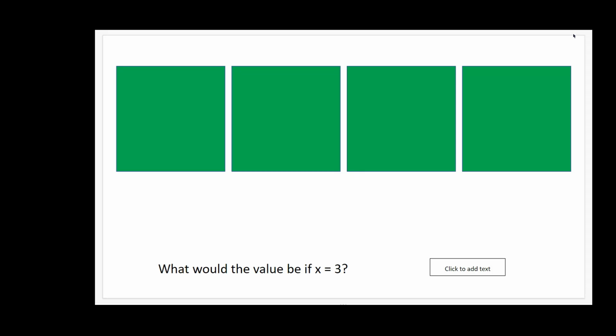So what if x actually had a value of 3? What would be the total value of this? Well, if this square has dimensions of 3 and 3, that means that this area must be 9. 3 multiplied by 3 is 9. So I've got 1 nine, 2 nines, 3 nines, 4 nines. 4 multiplied by 9 is 36. So the total area would be 36.